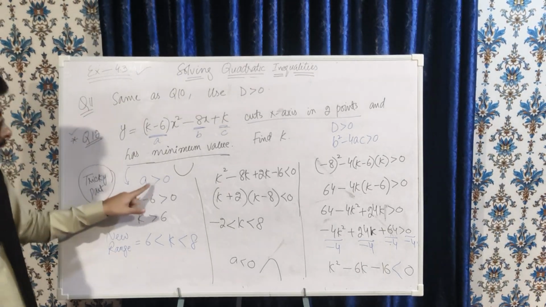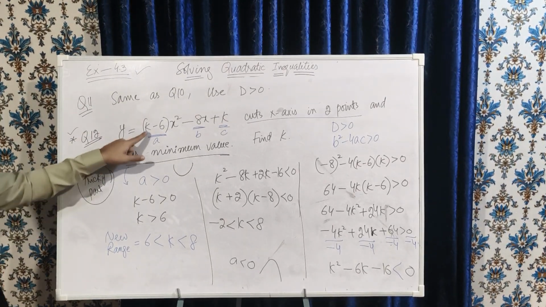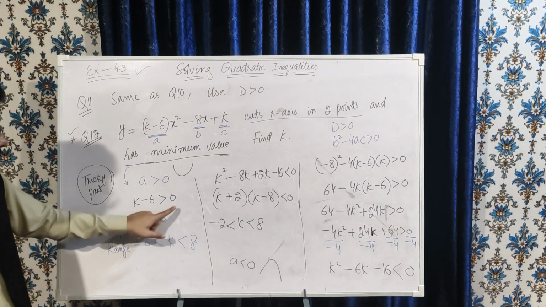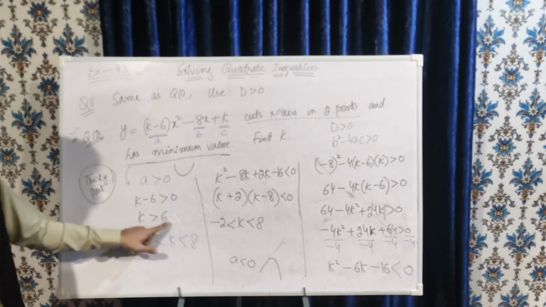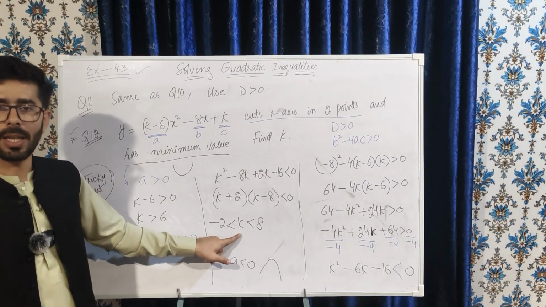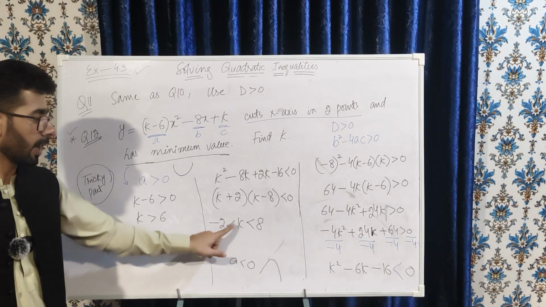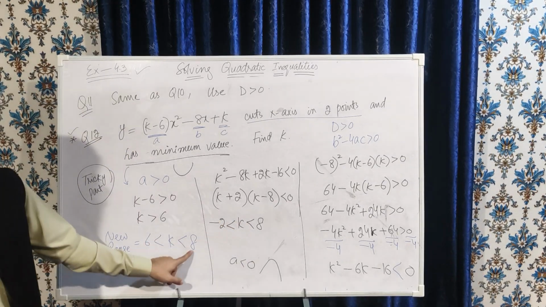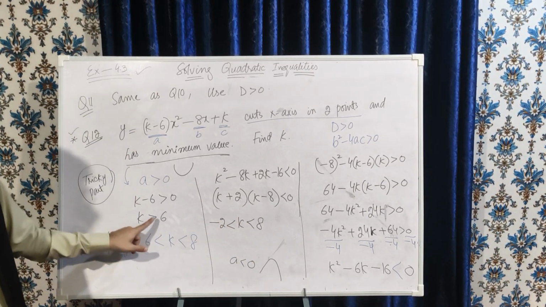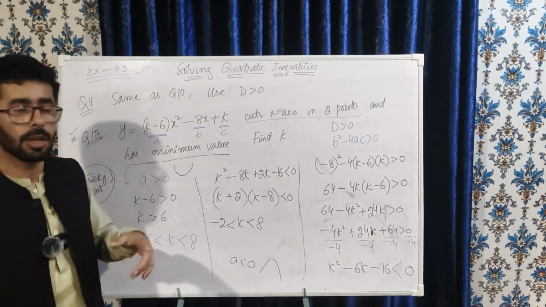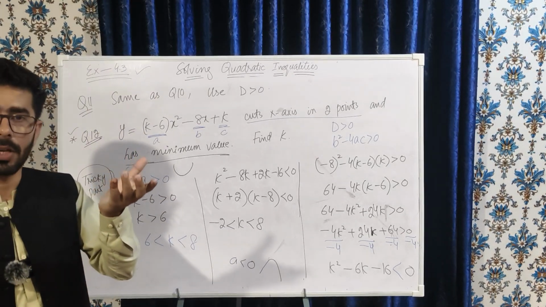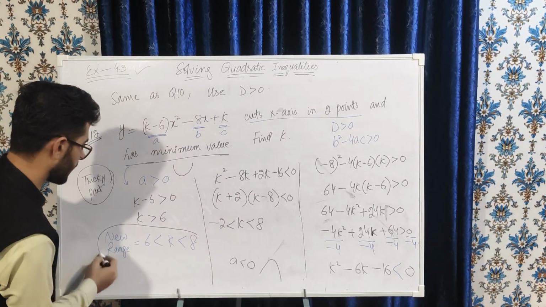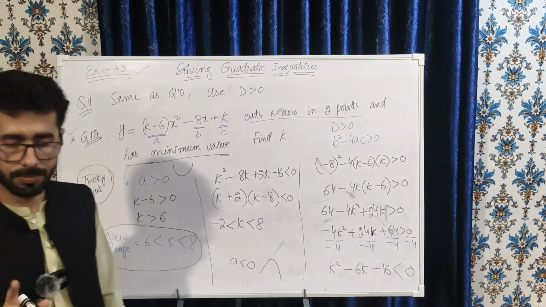So if we have a bigger than 0, the a value is k minus 6, so k minus 6 should be set bigger than 0. That means k should be bigger than 6. That means this range is not valid. We should not take values of k between minus 2 and 8. Rather, we should take the values of k from 6 to 8 because k should be bigger than 6. If you set k less than 6, you will not have a concave upward graph. You will not have a minimum value, right? So this is our final answer, and that part is the trick part.